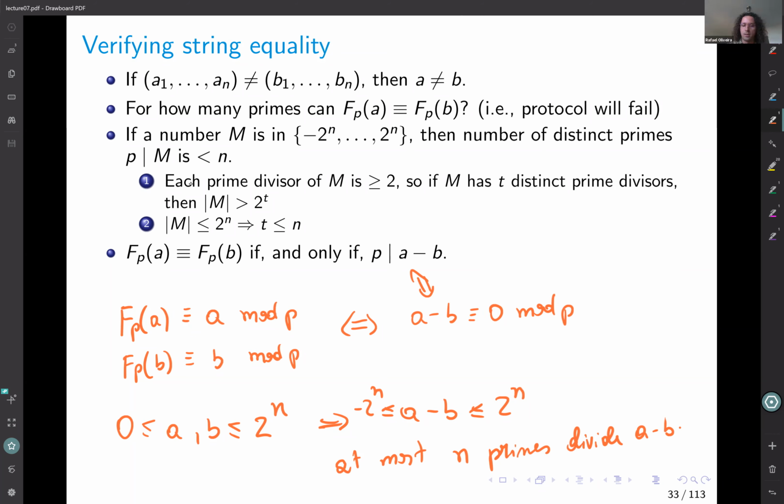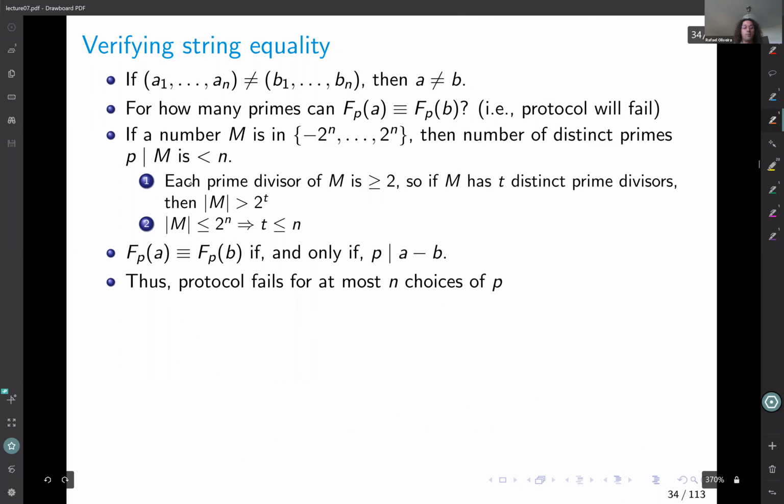Oh, okay, great. All right, so then we know that this protocol will fail for at most n choices of B, right? So now what do we do? Well, Alice has to make this random choice of B, so all we need is that Alice will not choose a bad prime with high probability. Does that make sense?